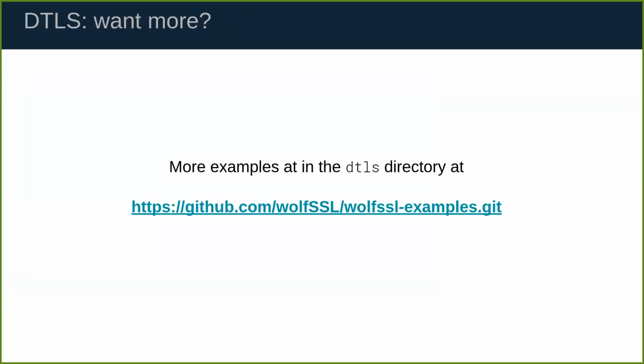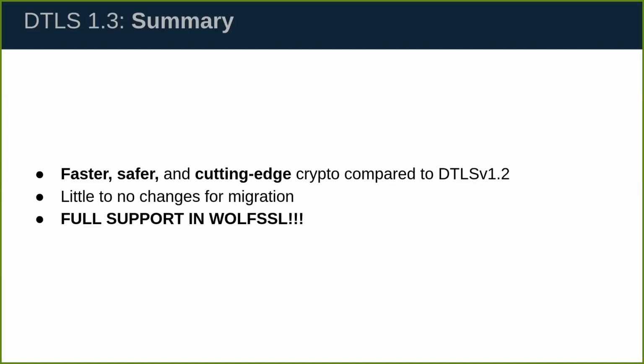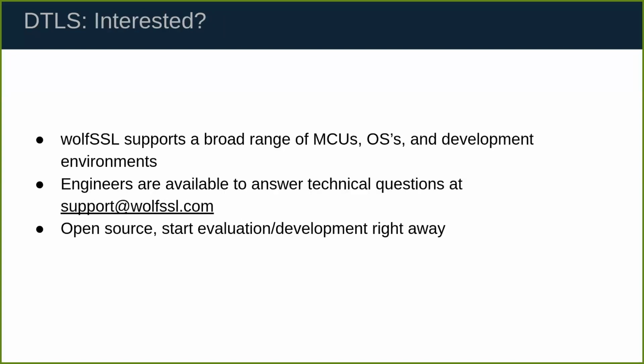More examples for how to use DTLS, and more caveats, more edge cases, more scenarios, are available in the DTLS directory of our wolfSSL examples GitHub repo. And in summary, DTLS 1.3 is a faster, safer, and more cutting-edge cryptographic standard when compared to DTLS 1.2. There are very few changes required for migration from 1.2 to 1.3, and we have full support of DTLS 1.3 in wolfSSL now.